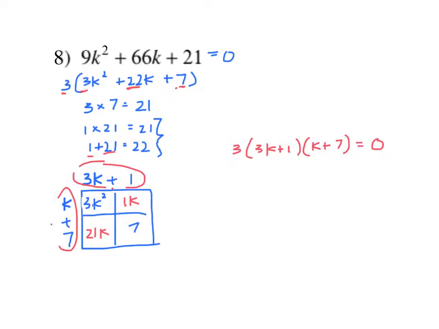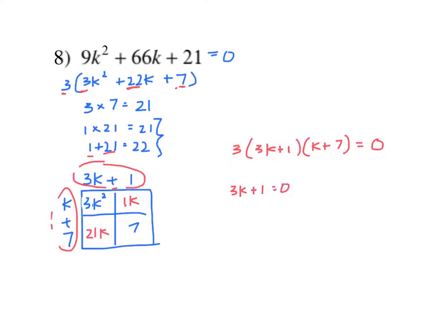And then to solve this for x, or in this case I'm solving it for k, what I'm going to do is I know that anytime, the only way I can multiply and get 0 is if I multiply by 0. So that means that either 3k plus 1 has to be 0, or k plus 7 has to be 0. So what I'm going to do is figure out what would have to be true to make either of those 0.